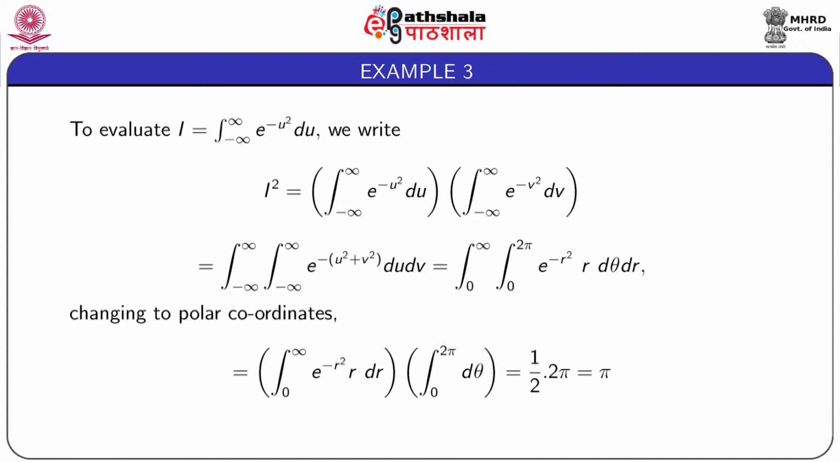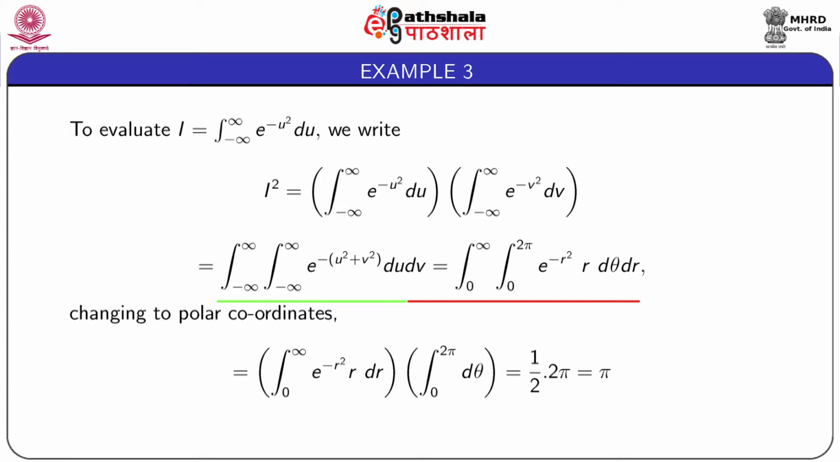Next we evaluate the integral I equal to integral from minus infinity to plus infinity of e to the power minus u square du. To evaluate this, we write I square as integral minus infinity to plus infinity e to the power minus u square du into integral minus infinity to plus infinity e to the power minus v square dv. So, this becomes equal to the double integral from minus infinity to plus infinity e to the power minus (u square plus v square) du dv.